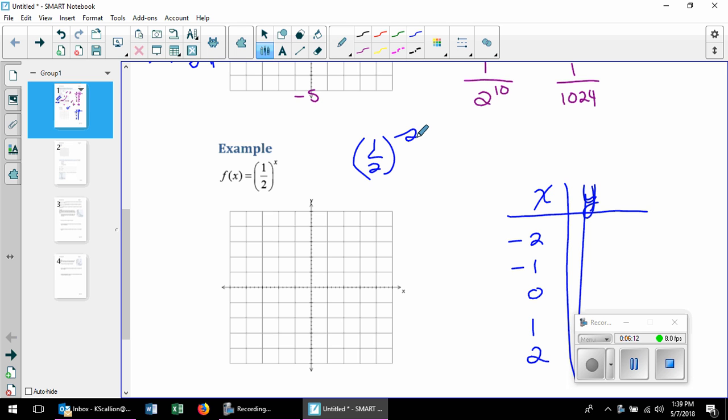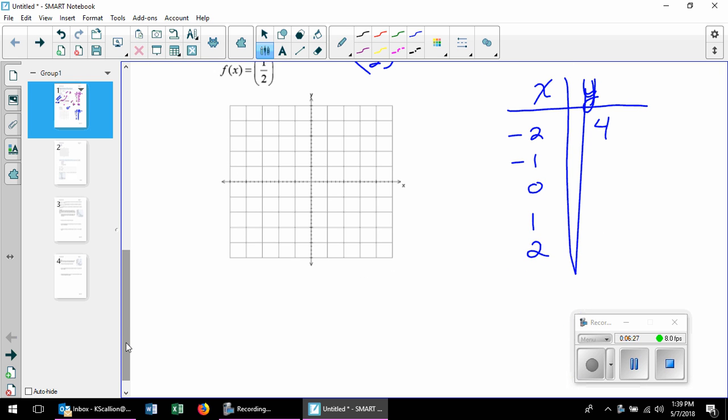So if I have 1/2 to the exponent -2, what does the negative tell me to do? Reciprocal, so we're going to flip it. So 1/2 becomes 2. 2 squared is 4. What's the next one going to be? 2. What's 0 going to be? 1. 1/2 to the exponent of 1? 1/2. 1/2 to the exponent of 2? 1/4.